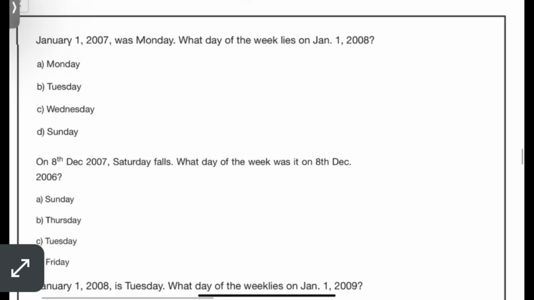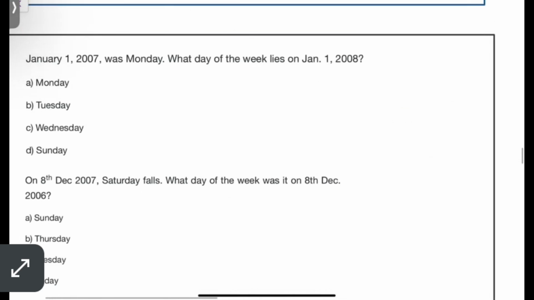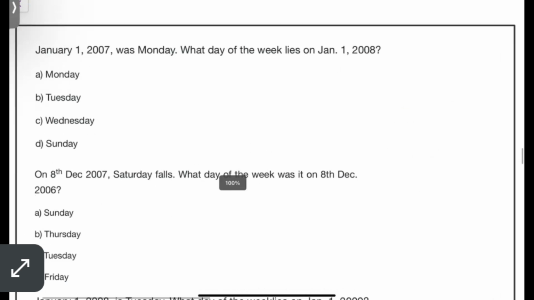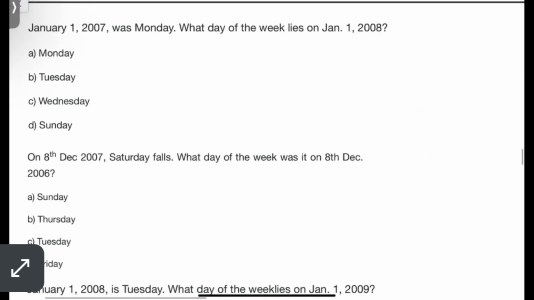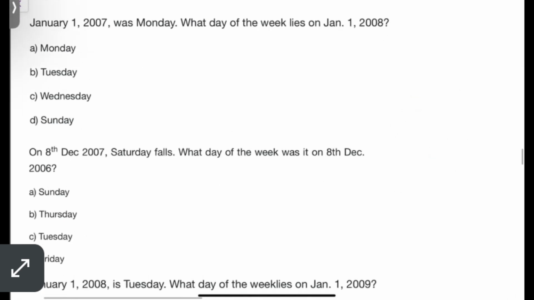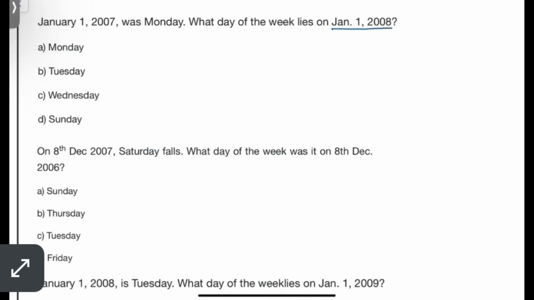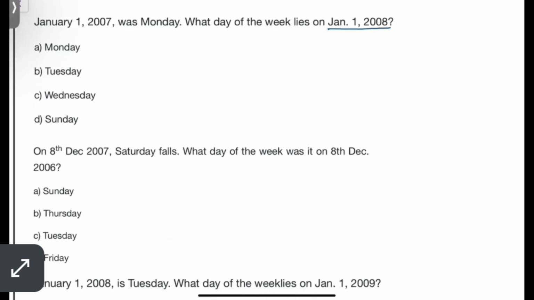Let's take an example of this. Jan 2007 was a Monday, and what day of the week lies on Jan 2008? I told you earlier, when we were doing 360, what is it? 5 days. So when you see this kind of question, when there is a reference frame and only 1 year, this is 2007 and this is 2008.